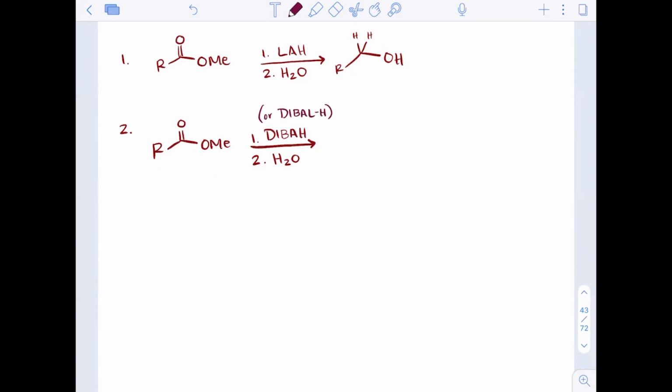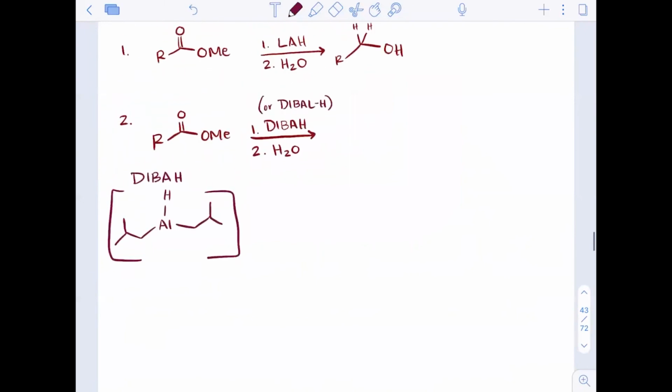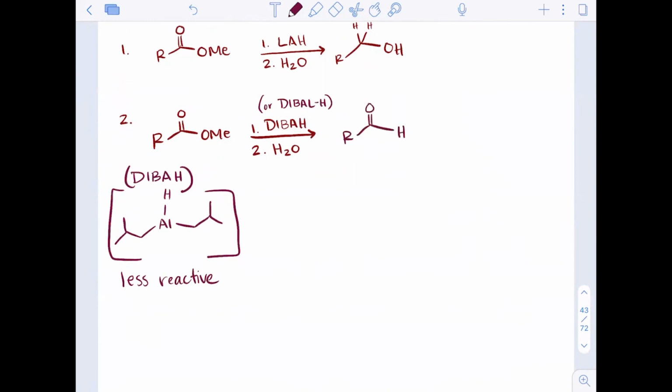I'm going to draw it right down here. Diisobutyl. Isobutyl is that group attached onto an aluminum. There's two of them, diisobutyl aluminum hydride. There's dibol-H. So what is this guy good for? Well, he's less reactive as a reducing agent, so he gets to stop at the aldehyde.